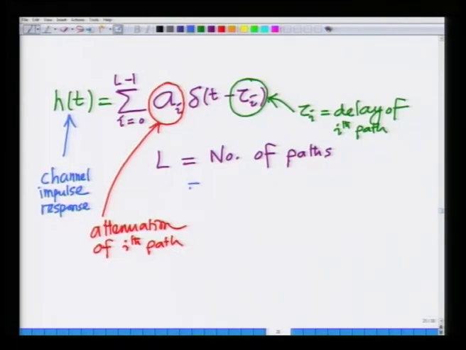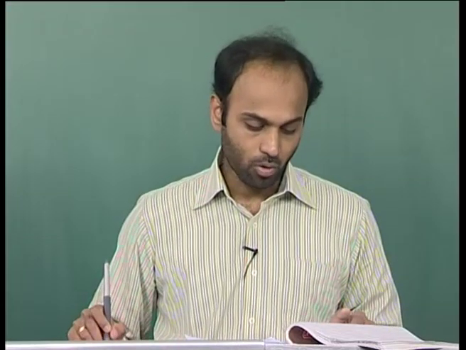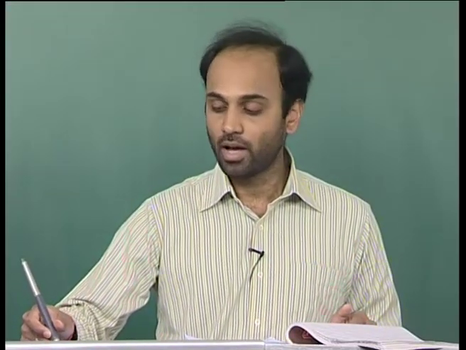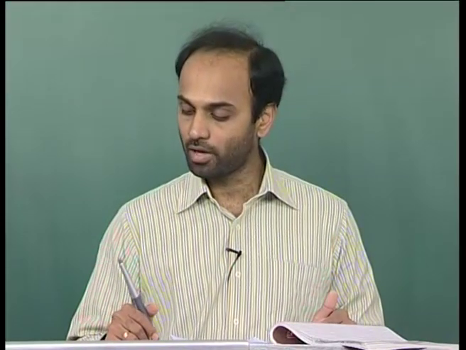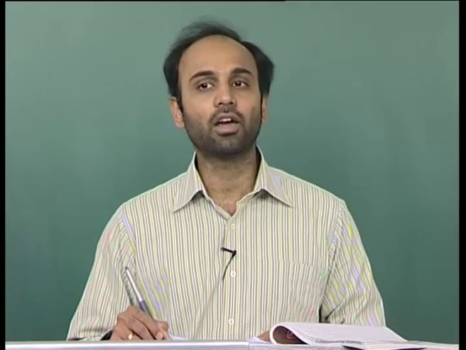All right, L is the number of paths, or in other words the number of multipath components. Each component is characterized by an attenuation a_i and delay tau_i, and there are L such multipath components which are arising due to one direct path and a large number of scatterers in the mobile environment. So, this is what we already know. Let us start from here and continue this module further to get a deeper understanding of the properties and the modeling of the wireless communication channel.